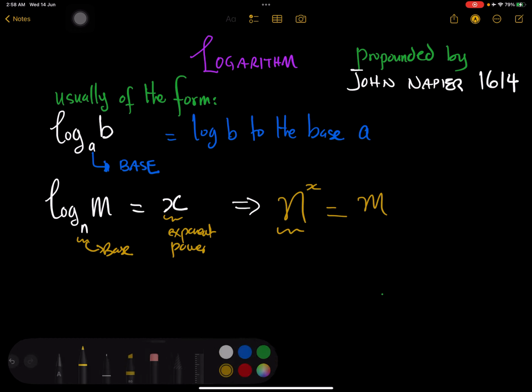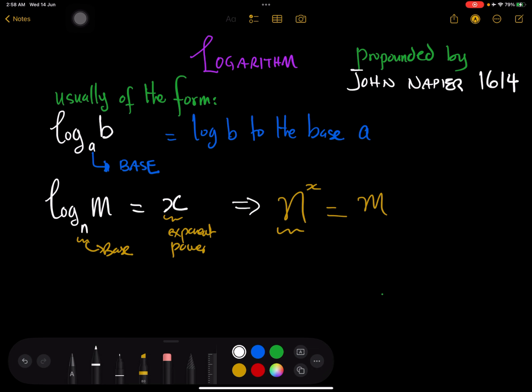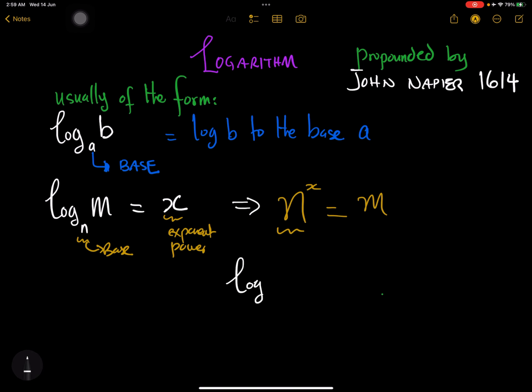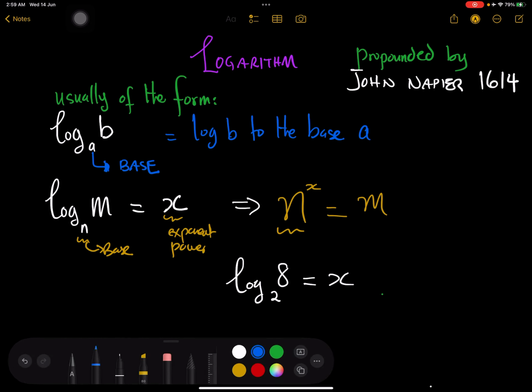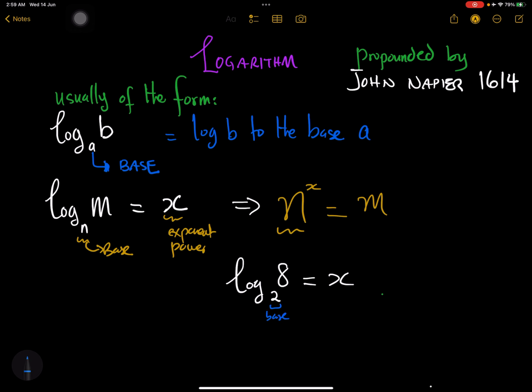So if, let's say, we have log 8 to the base 2, and it's equal to x, we are going to write, don't forget that this is the base, and this is the exponent. So we're going to have the base, which is 2, exponent x is equal to 8. 2 to the power of x is equal to 8. And then we take it from there.